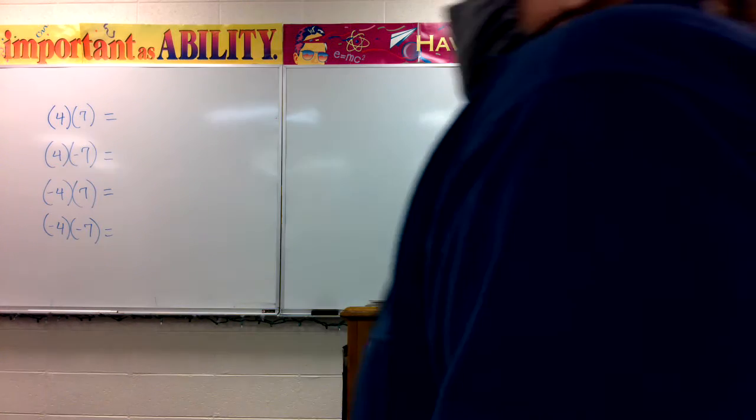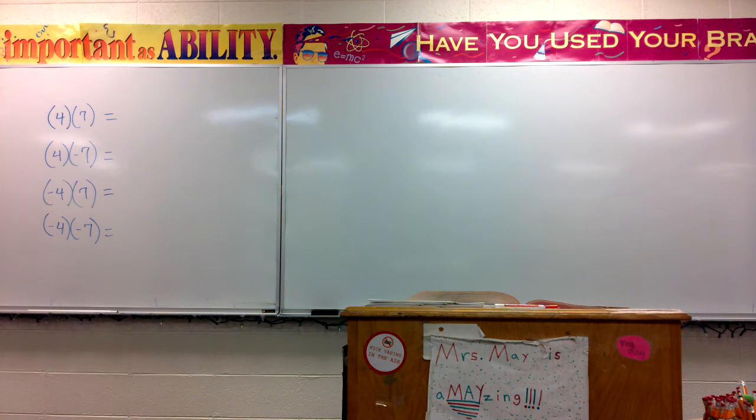So the rule is if you multiply two signs that are the same, you end up with a positive. So that means if you multiply a positive and a positive, or a negative and a negative, your answer is positive, right? And if you multiply two that are different, you end up with a negative.